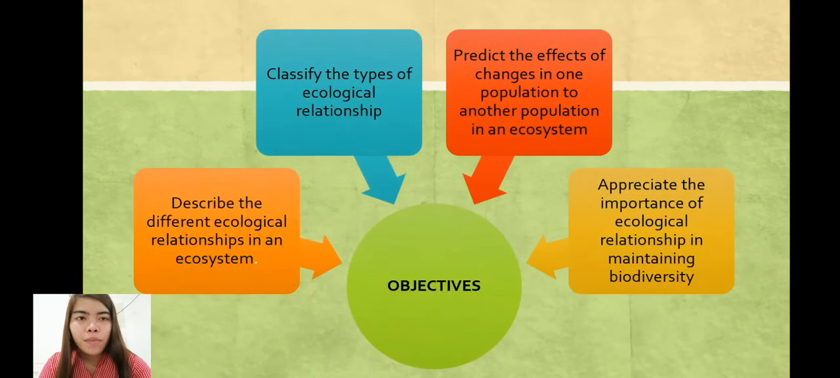Okay. But before we proceed to our content or our lecture proper, let's have this first, our learning objectives. Okay, so as we have this lesson, the student shall be able to first describe the different ecological relationships in an ecosystem. Second, classify the types of ecological relationship. The third one is predict the effects of changes in one population to another population in an ecosystem. And the fourth one is appreciate the importance of ecological relationship on maintaining biodiversity. Okay, so we will attain this one after our lecture.